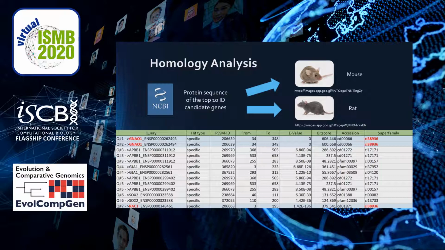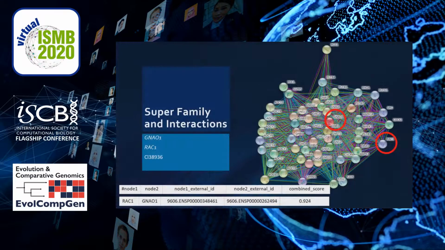Using STRING, we also explored the protein interactions of these genes. And the same two genes, GNAO1 and RAC1, interacted with each other with a combined score of 0.924. The diagram here is obtained from STRING, and it shows the first layer of GNAO1 protein interactions, which is a very unique and interesting result.